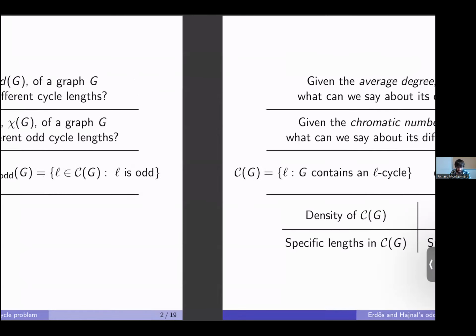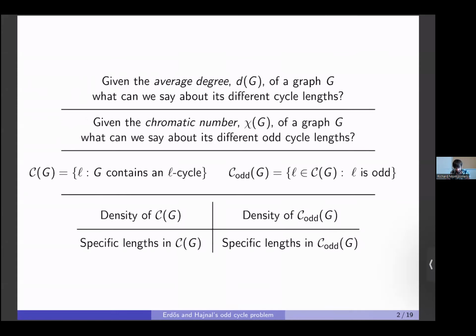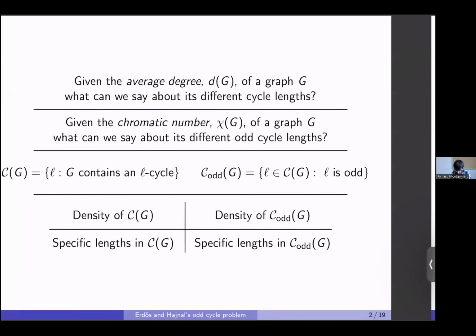So the talk is going to talk about 4 different things. We're going to talk about some notion of density of the possible cycle lengths of a graph G. And similarly, some notion of density of just the odd cycle lengths of a graph G. And then we'll also try and find some cycles with specific lengths. And again, some odd cycles of some specific lengths. So those are the 4 main things I'll be talking about.